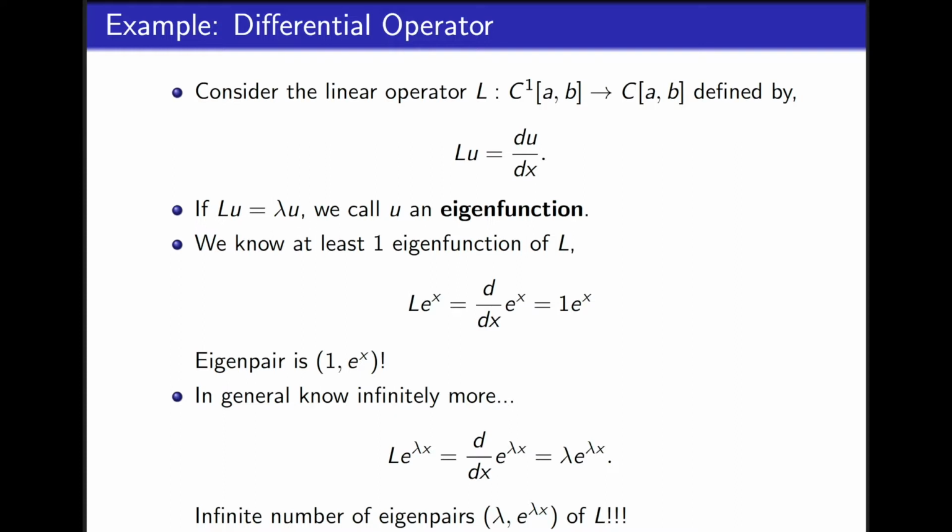When we differentiate, the lambda comes down in front via the chain rule, and we get that L times e to the lambda x is equal to lambda times e to the lambda x. So we get an infinite number of eigenpairs, lambda and e to the lambda x. This is an interesting difference from matrices, where whenever you found the eigenvalues of a matrix, you only got finitely many of them. Now we can have infinitely many eigenpairs.